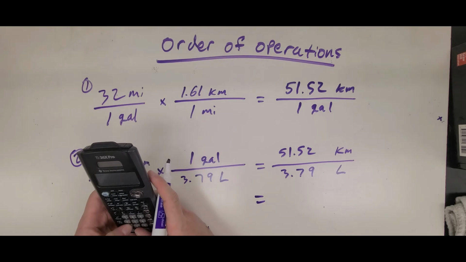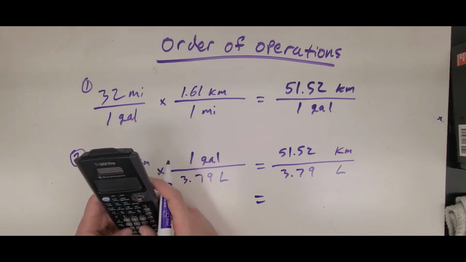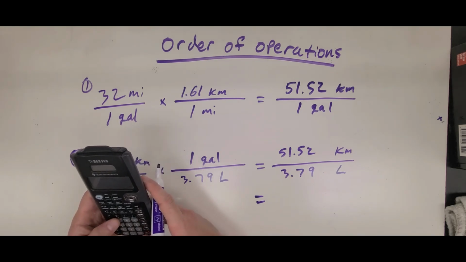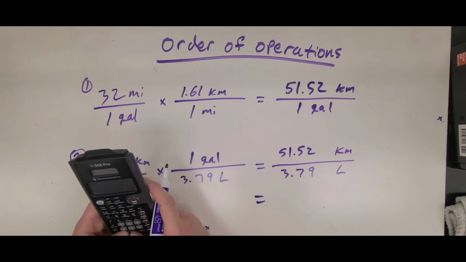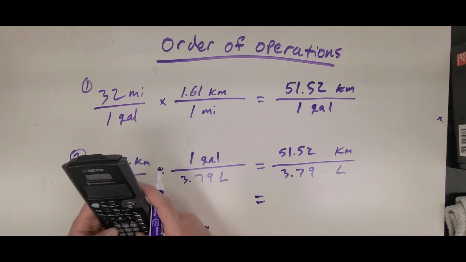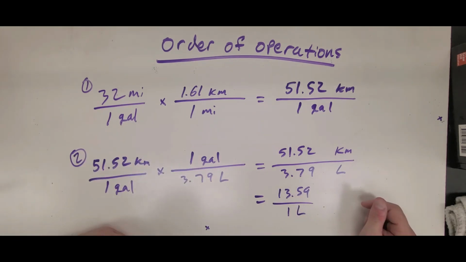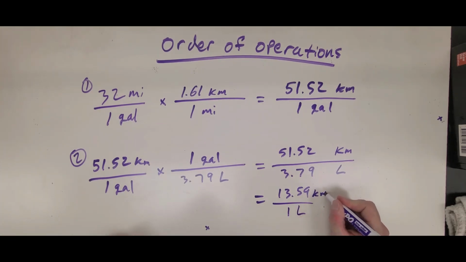So that is divided by, oops. Okay, and then that just simplifies down to 13.6 liters, or excuse me, 13.59 kilometers to 1 liter. That doesn't seem as impressive as miles per gallon numbers.